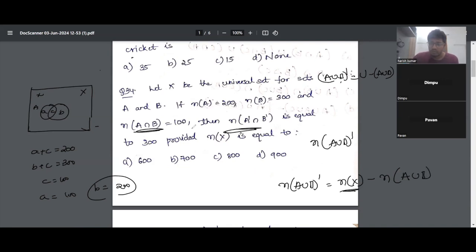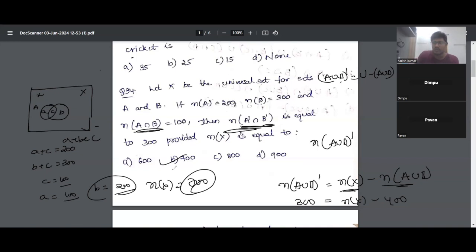Right. Now we don't know n of X. He said that n of A complement intersection B complement is 300. So 300 is equal to n of X, which is what we have to find, minus n of A union B. How many total elements are there? A plus B plus C. A is 100, B is 200, and C is 100. So total 400, right? Therefore, n of X is 300 plus 400, which is 700. So option B is our answer.